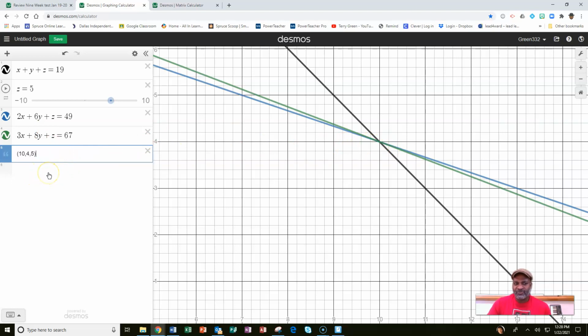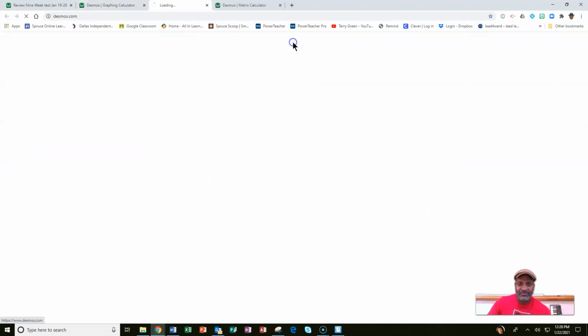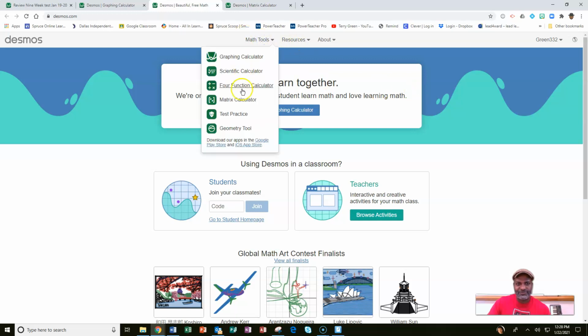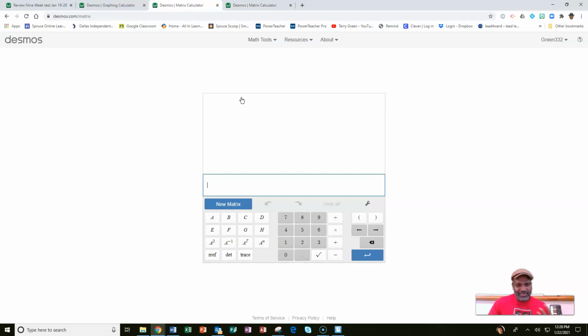There is another way that you could also solve this system if we needed to be a little more precise. Sometimes, if you have fractions and decimals, it's hard to get the answers exactly right. I picked this problem so it'd be pretty easy to see what the answer is. But what if you had some with decimals in them? So let's use the matrix calculator here. How you get to the matrix calculator: click on Desmos, go to Math Tools, and go to Matrix Calculator. Let's see how we solve that same system with a matrix.